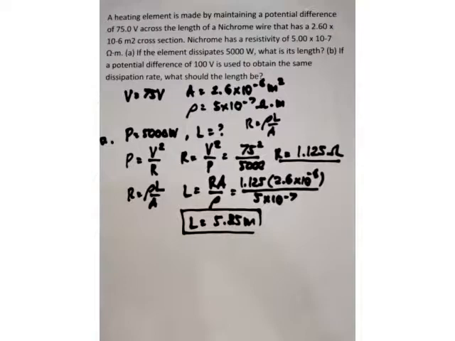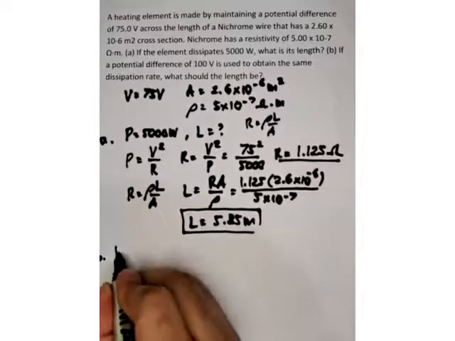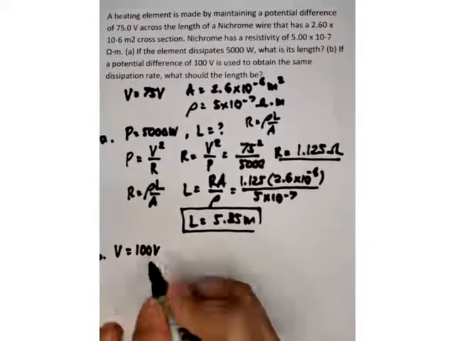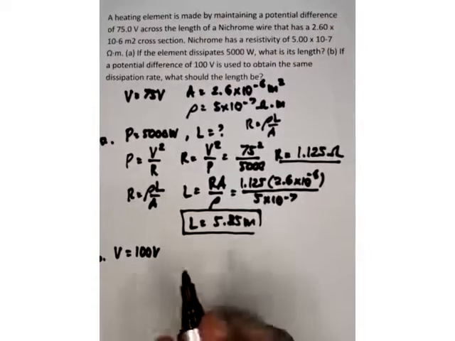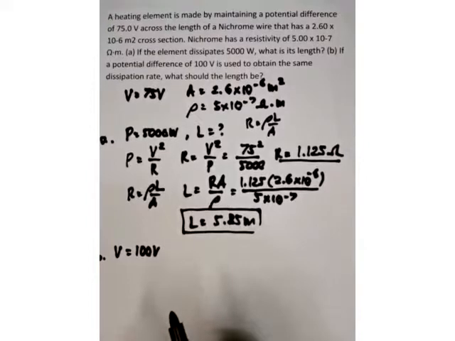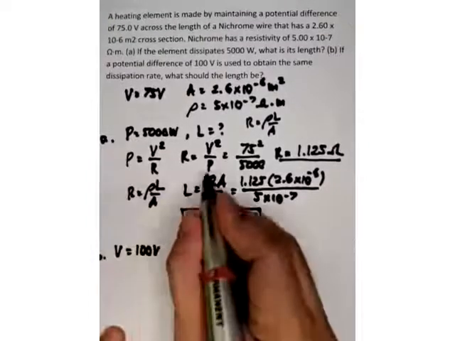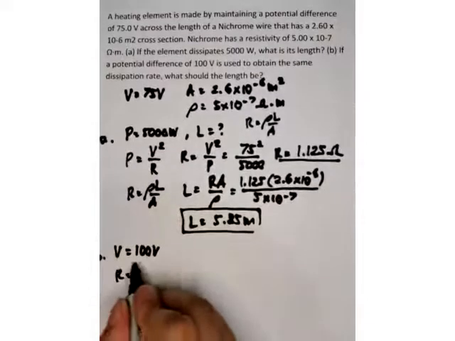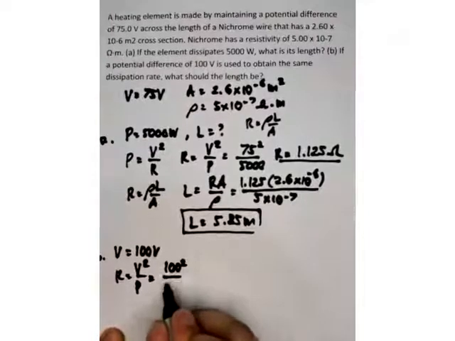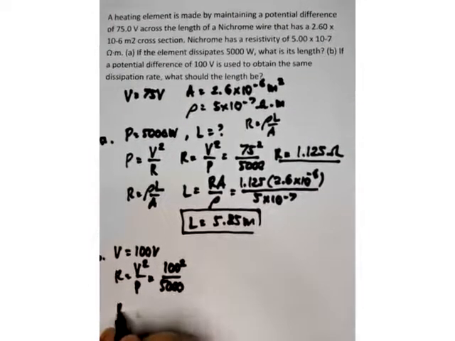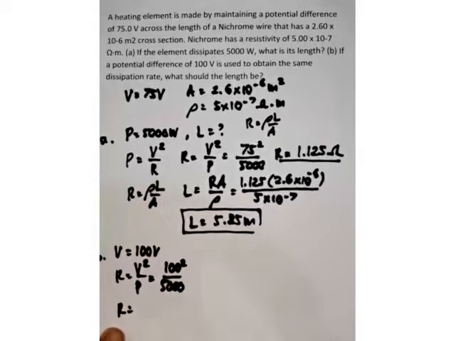Okay, for letter B, may difference. What if daw yung voltage ay 100 volts? It's used to obtain the same power. So same yung power, but the voltage is different. So what should be the length? So same lang naman din. So we need to find the resistance. So resistance is still voltage squared over power. So that's equal to 100 squared over 5,000. So the resistance is equal to 2 ohms.